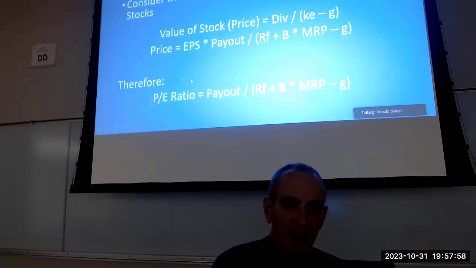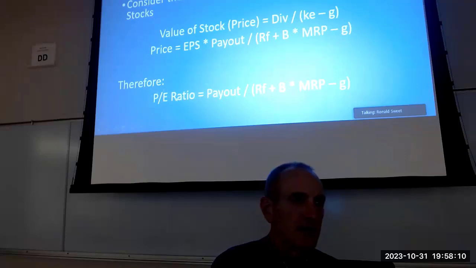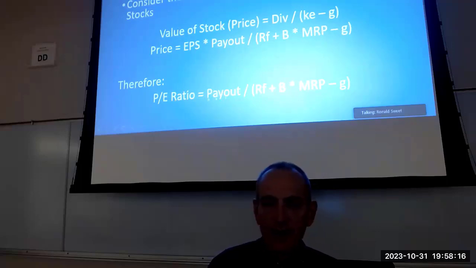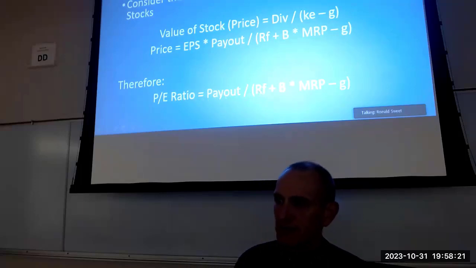So understanding PE ratios. What do interest rates do to PE ratios? If interest rates go up, you raise this number, what is this number going to do? Higher interest rates, it's in the denominator, so what happens to the PE ratio? It's going to go lower. Is that true? When interest rates are higher, PE ratio is lower.